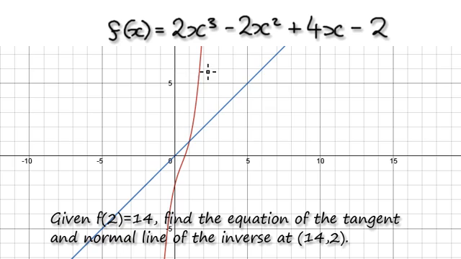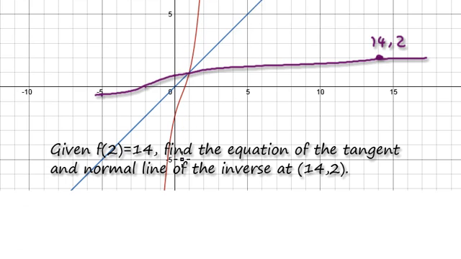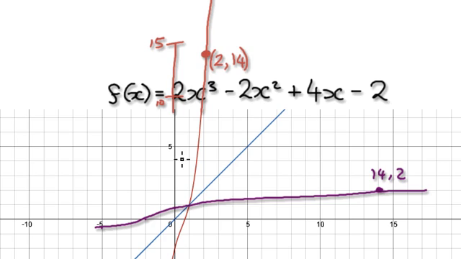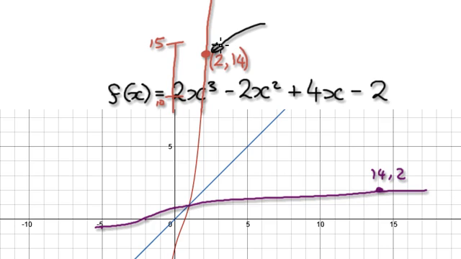Okay, so to do this, you sketch it roughly. This should be your inverse function, looking something like this. You will need to find the gradient at this point, because in order to find the equation of the tangent line, and also the normal line, you need to know the gradient at this point. If you can work out the gradient at this point, then from here you can jump to here. So your first step is to find the gradient at this point.